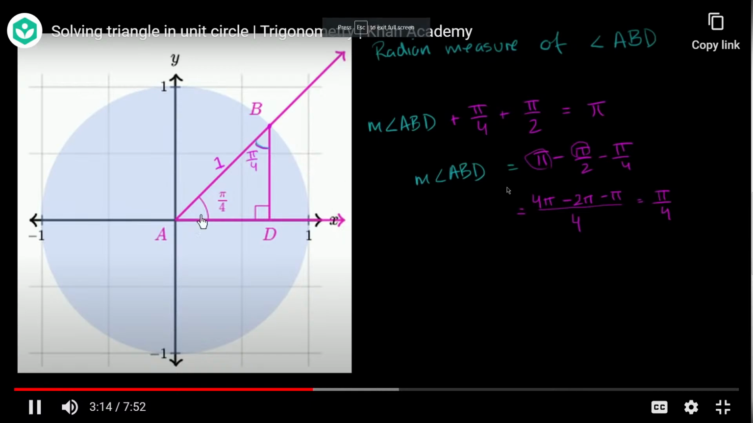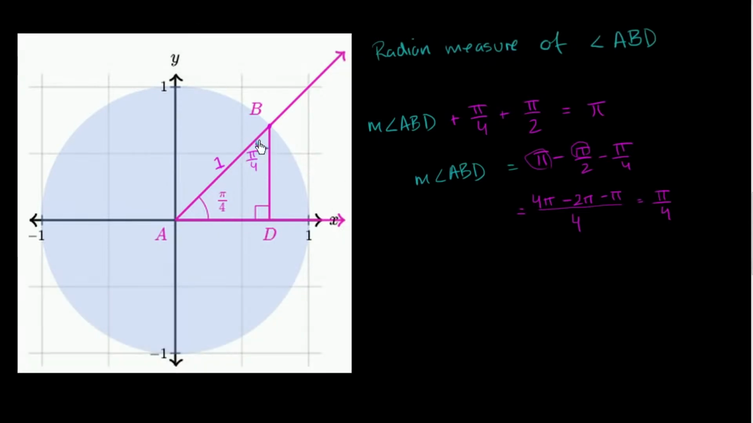What else do we know about this triangle? Can we figure out the lengths of segment AD and the length of segment DB? Well, sure, because we have two base angles that have the same measure. That means that the corresponding sides are also going to have the same measure. That means that this side is going to be congruent to that side.